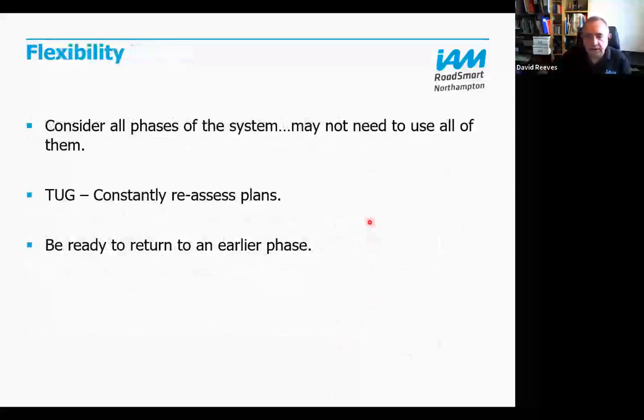So I've massively condensed what it says in Roadcraft to this. We still need to consider all the phases of the system, and we may not need to use all of them all of the time. We're taking, using, and giving information all the time. That cycles round. We're constantly reassessing our plans, and we are allowed to go back to an earlier stage of the system if it becomes appropriate. So flexibility is key here.